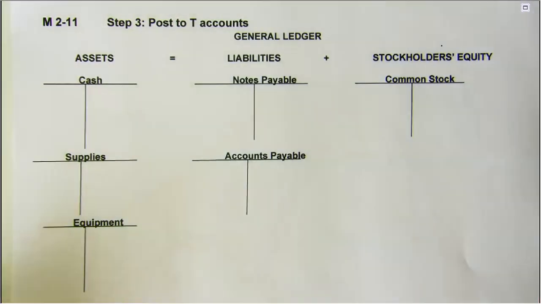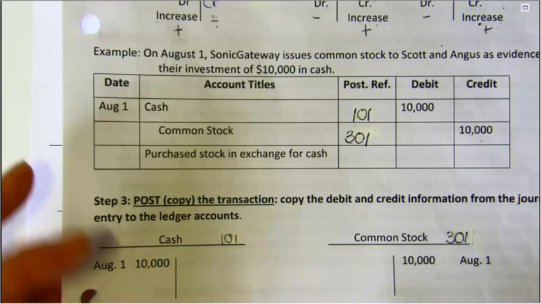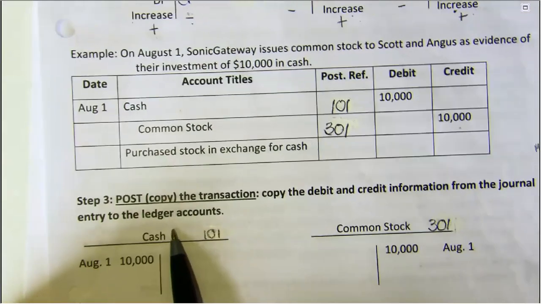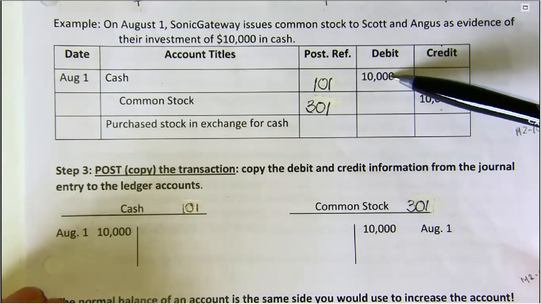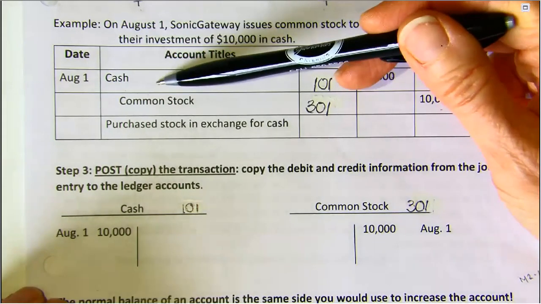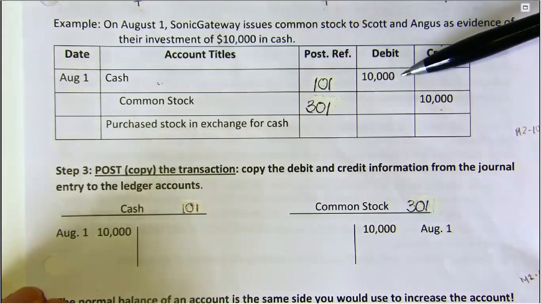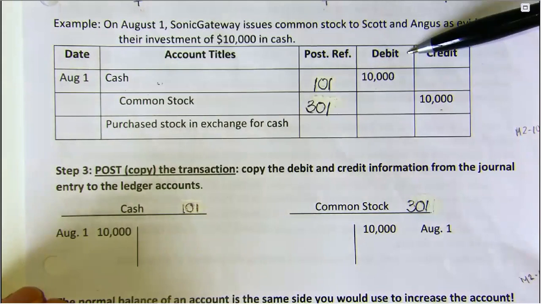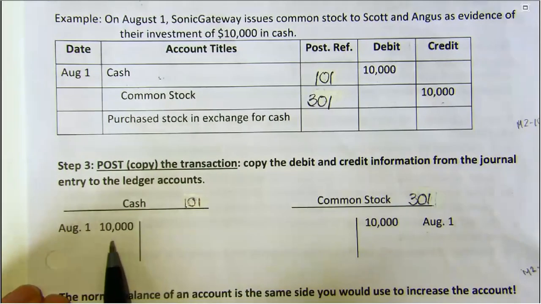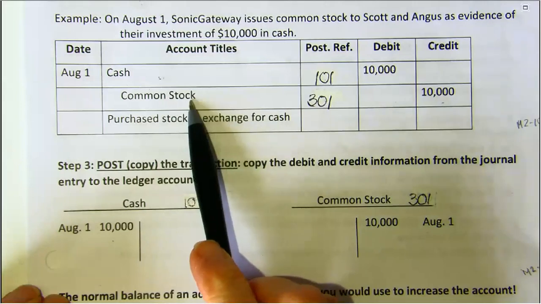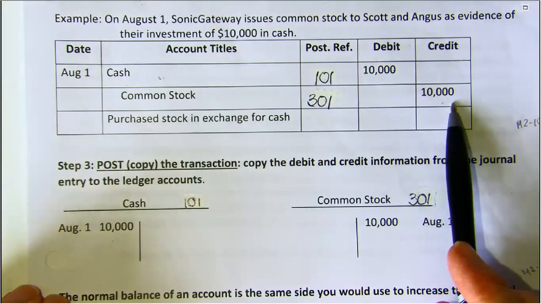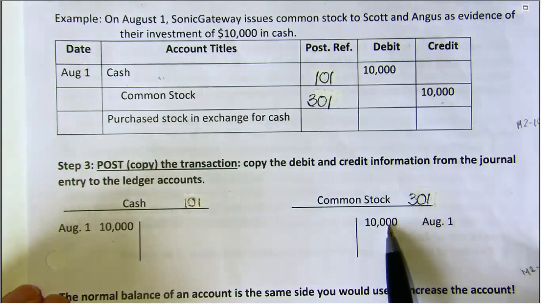Now, in our handout, it says here to copy the third step, the copying or posting. All we do is follow the directions from the journal. So the journal says, go to the cash T account and put 10,000 on the debit, which means the left side. There we go. And then we go to the common stock T account and put 10,000 on the right side, the credit side. And we're done.